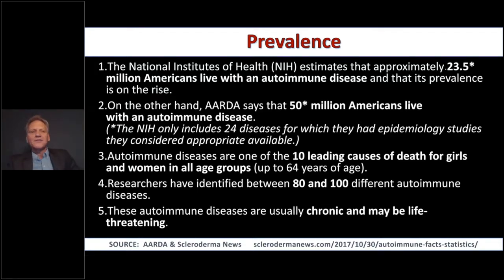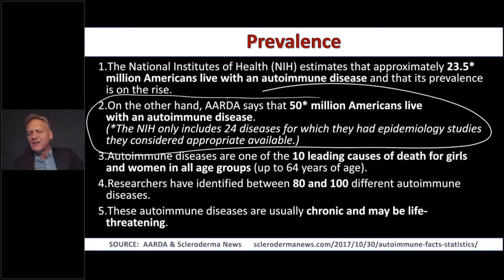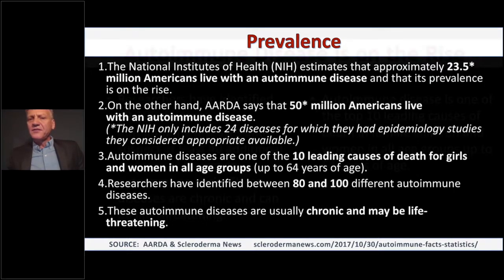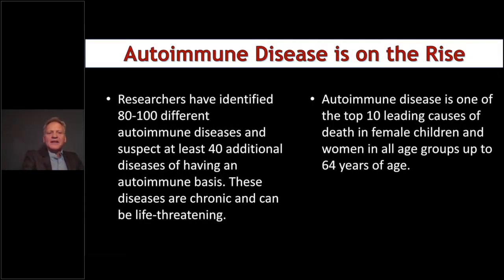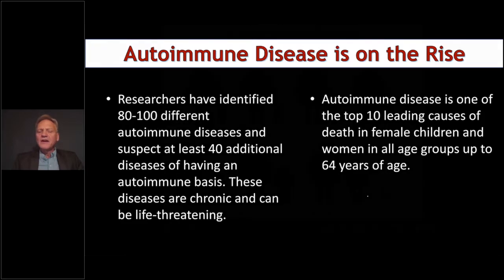All right, prevalence. National Institutes of Health estimates approximately 23.5 million. On the other hand, ARDA, which is the Autoimmune Association, says 50 million Americans live with autoimmune disorders. Very interesting. Autoimmune disease is on the rise, no question. We've identified 80 to 100 different autoimmune diseases when they're done. As I said, probably about 200 because we have about 200 cell lines. All right, so here are the prevalence.